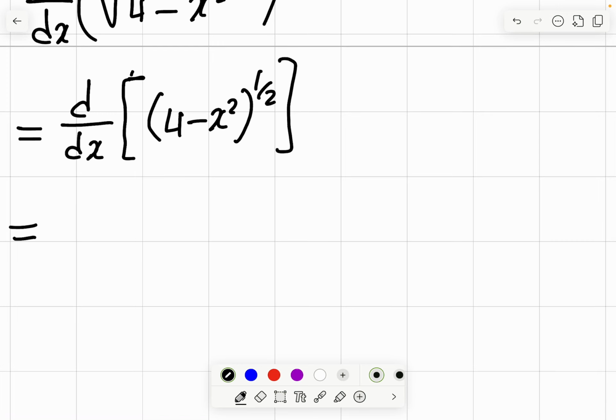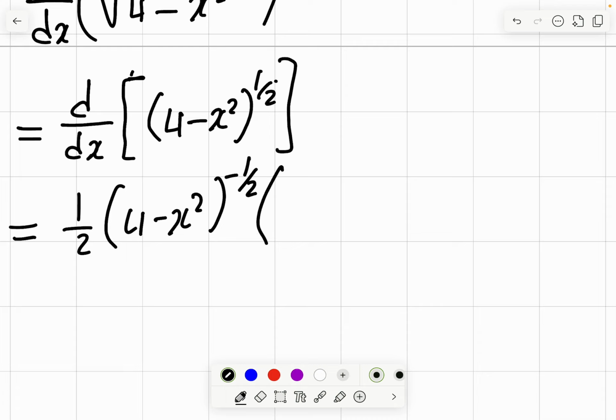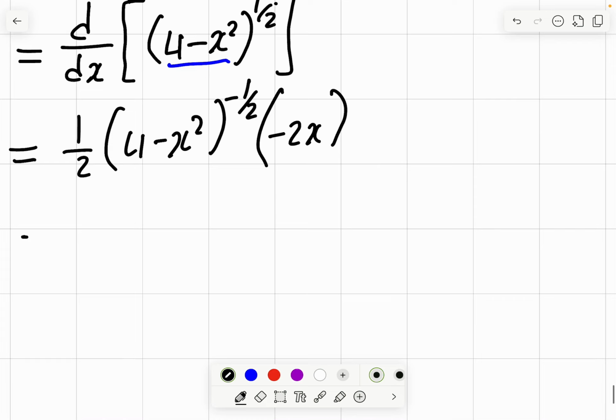I leave it alone. I drop the half. I keep the inner function. I subtract 1 from the half. I remain with negative 1 over 2. I multiply by the derivative of whatever is inside, which is negative 2x. So this negative 2's negative, and 2 and 2 will cancel, but then the negative won't cancel. It means the answer is going to be negative, 4 minus x squared to the power negative 1 over 2.